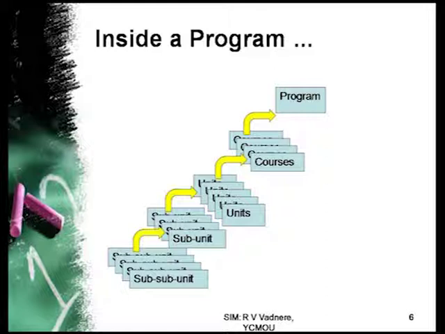A program consists of a number of courses. Courses are similar to the papers or the subjects in the conventional or traditional universities. So, in every year normally there are 8 courses, each of 4 credits, and a course consists of a number of units. For example, suppose you have a 4 credit course, it should have 12 to 16 units in it. Normally the conversion is like that: 1 credit should have 3 to 4 units. So, those many units are supposed to be there in a course.